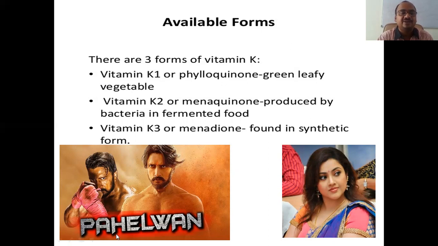How to remember here? You can see the pahalman. Pahalman, phylloquinone. Phyllo. See here, pahalman. Like that you can remember. This pahalman is taking his K1 and he is taking only the leafy vegetables. See here, green leafy vegetables he is taking. That's why his body is strong and he became a pahalman because of the K1. Next is vitamin K2. K2 is also called menaquinone.